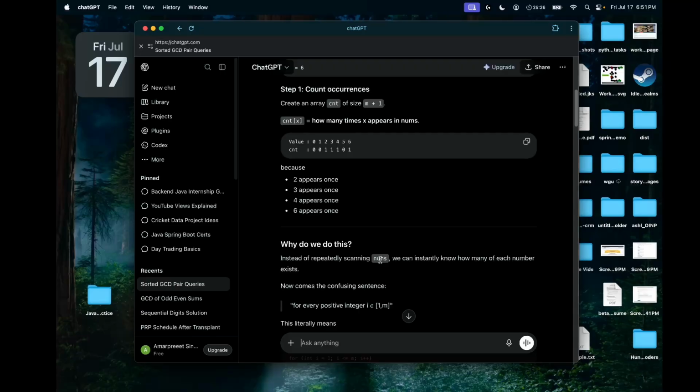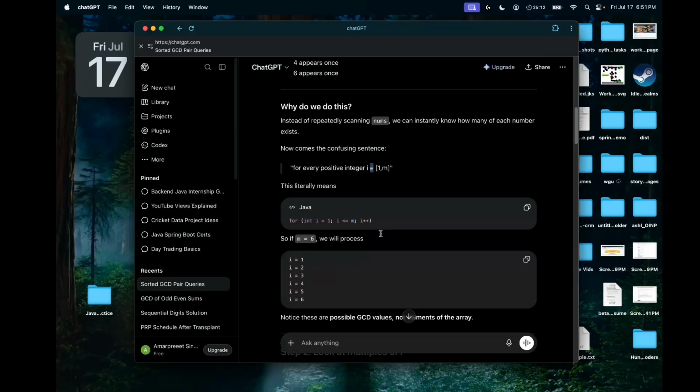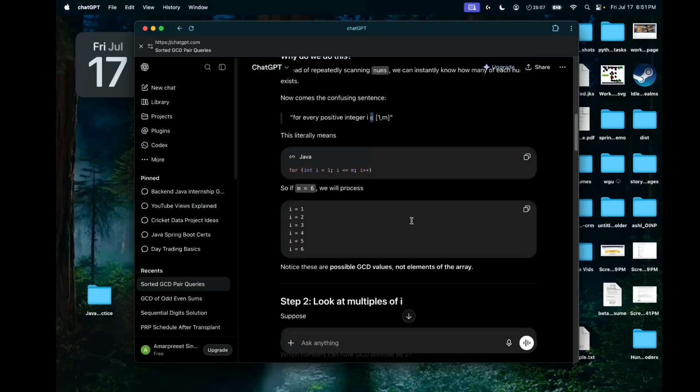Now comes the confusion. For every possible integer i, what does that even mean? It really means for integer i in range 1 to m. So if m is equal to 6, we will process 1, 2, 3, 4, 5, 6. Notice these are the possible GCD values and not the elements of the array.